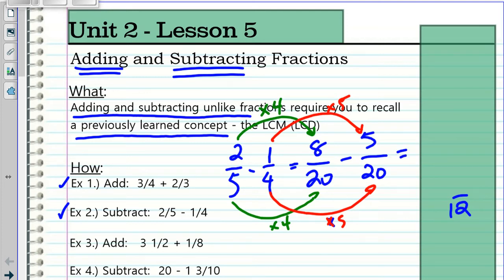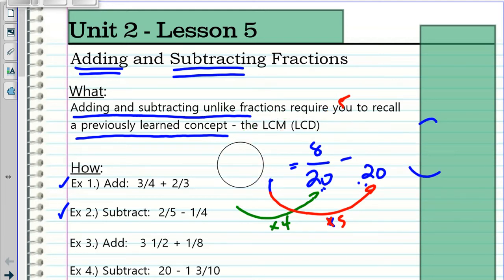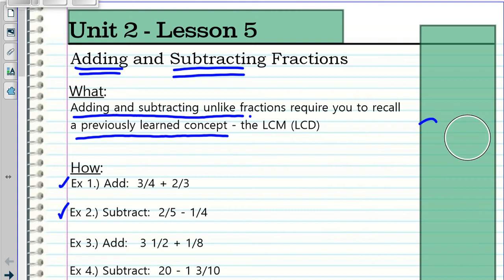Okay, and so now we have 8 minus 5, right? Because they have the same denominator, you can just operate on them by subtracting. 8 minus 5 is 3. 3 over 20. Okay, all right, let's do two more. And then I'll let you practice.